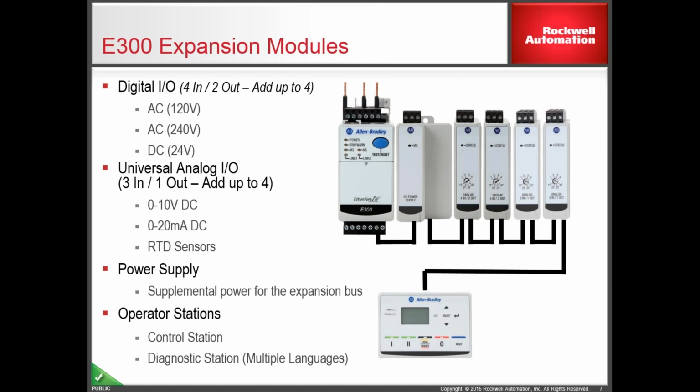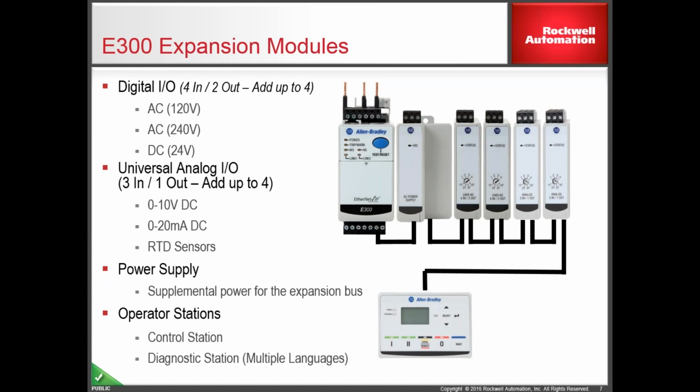Digital, just as it sounds, is discrete inputs and relay outputs. The analog is a little bit more customizable. Anything from a 4 to 20 milliamp signal, 0 to 5 volts DC, what have you. So a lot of RTD inputs or other resistive elements can plug into the expansion I/Os.